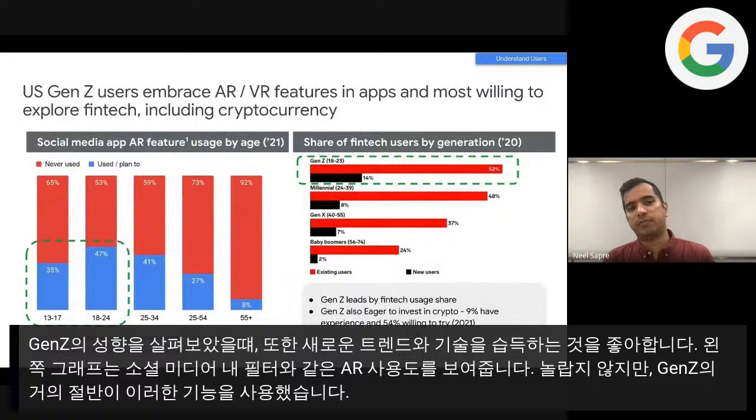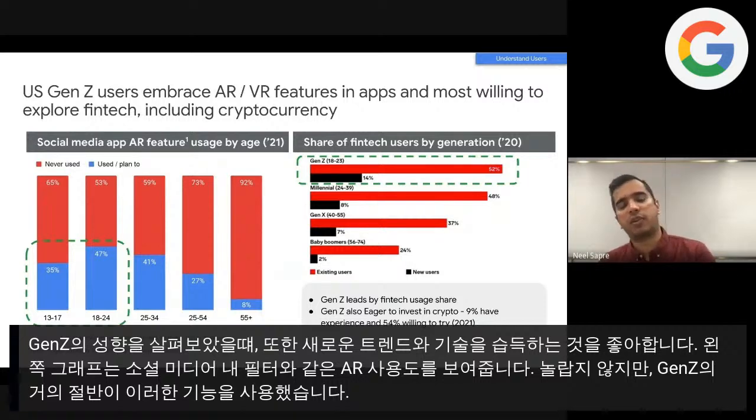Finally, we try to understand more about habits of Gen Z. So if you look at the graph on the left, we see that 18 to 24, that is Gen Z, 47% of them have used some sort of AR features in the app. Now, by AR features, it could be filters, for some sort of TikTok or photography app, or it could even be something similar to Pokemon, etc. Right? So we can see that Gen Zs are extremely adept at using new age technologies.